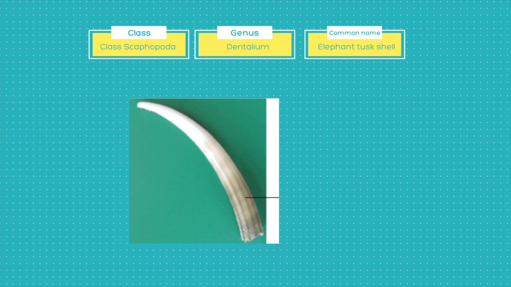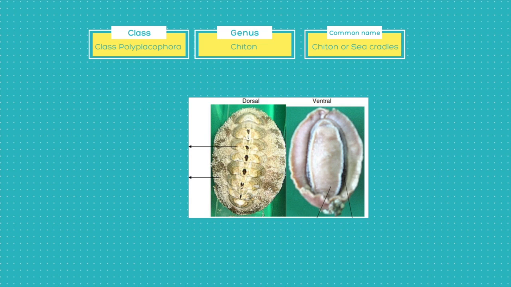Under class Scaphopoda, we see the genus Dentalium, more commonly known as the elephant tusk shell. The pointed structure in this picture is the tubular shell, which helps protect the mollusk inside from predators.